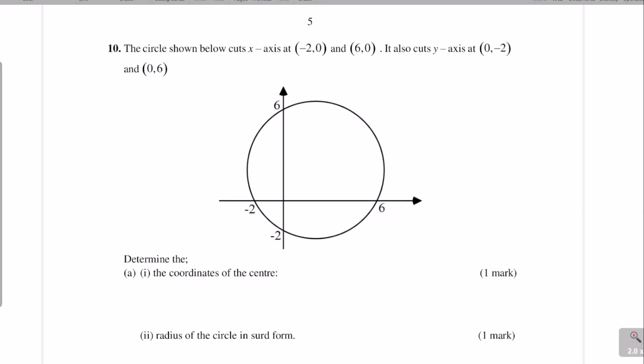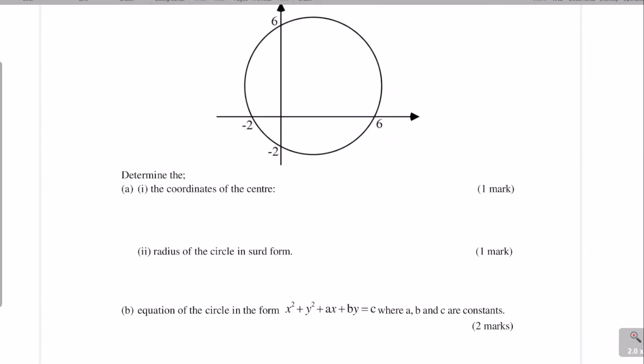The circle shown below cuts the x-axis at (-2, 0) and (6, 0). It also cuts the y-axis at (0, -2) and (0, 6). The diagram is there. Determine, part 1, the coordinates of the center of the circle.